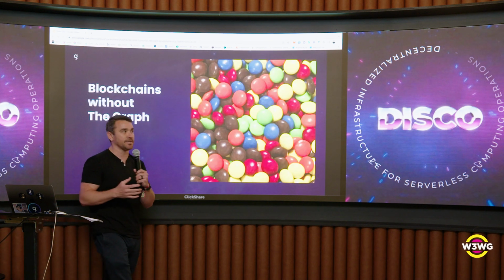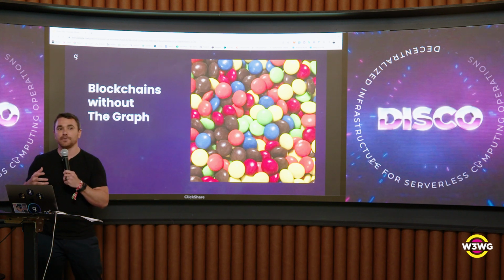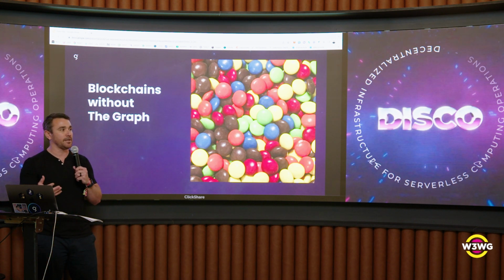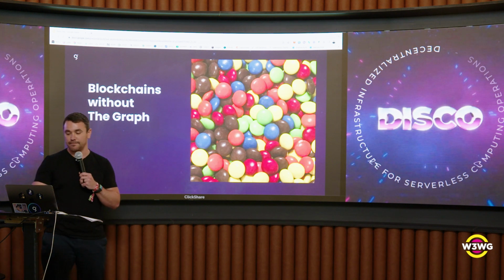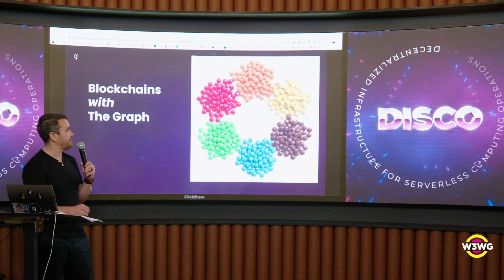As for what the tech does, think of a blockchain as a football stadium full of randomly colored and sized candies. This is what blockchain data looks like before the graph, and this is what it looks like after.